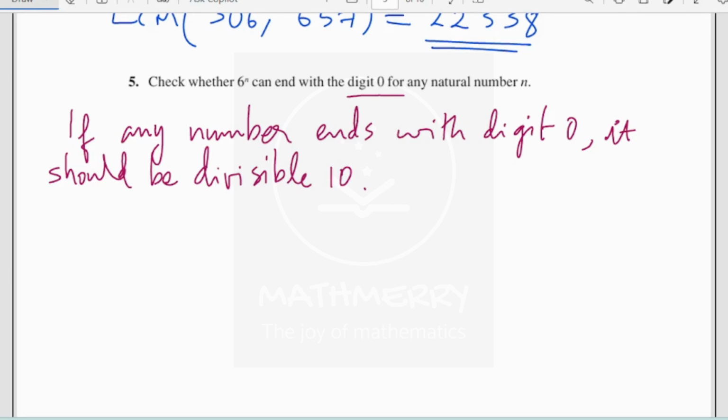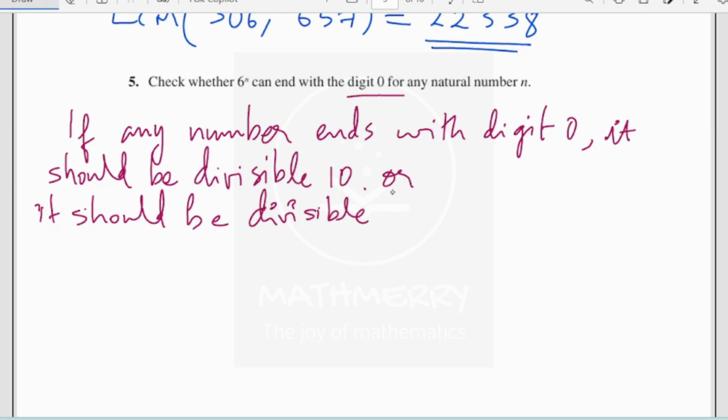So we can also write this as, if it is divisible by 10, then it should be divisible by 2 and 5. So 2 and 5 are the factors of 10. We know that 10 is equal to 2 into 5. So if the number is divisible by 10, it should also be divisible by 2 and 5.